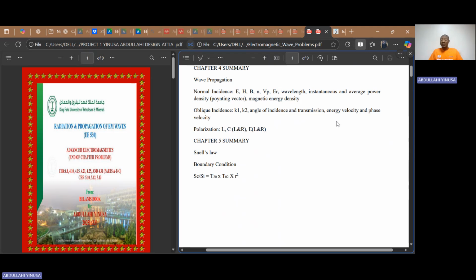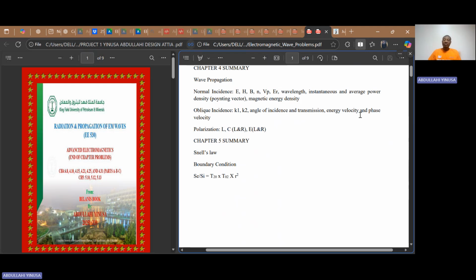We have the energy velocity, and the energy velocity is always less than c, the velocity of free space, which is 3 times 10 raised to the power 8 meters per second. And the phase velocity is always greater than our c.